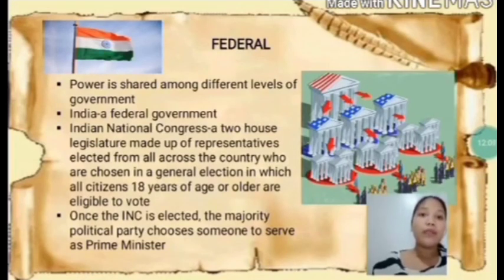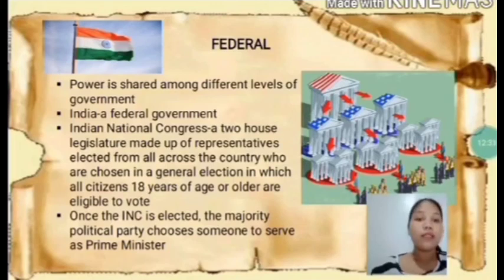Federal. The power is shared among different levels of government. India is a federal government. The Indian National Congress is a two-house legislature made of representatives elected from all across the country who are chosen in the general election in which all citizens 18 years of age or older are eligible to vote. Once the INC is elected, the majority political party chooses someone to serve as prime minister.